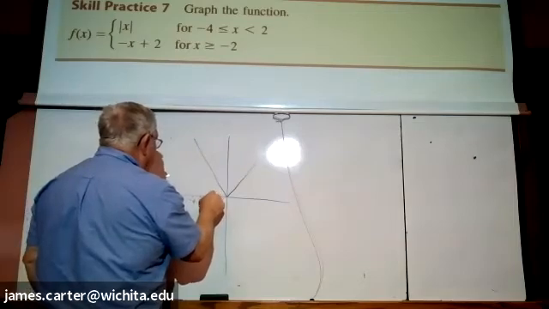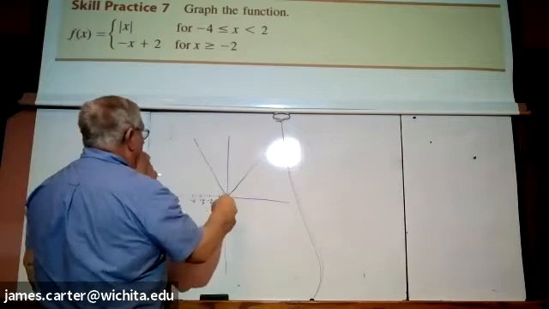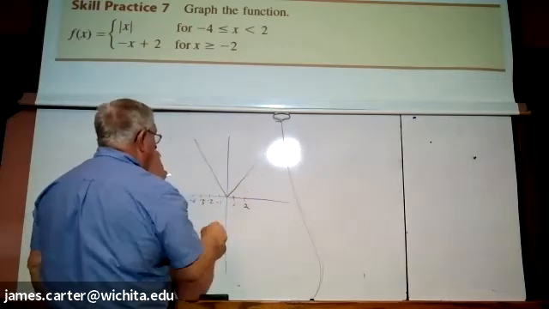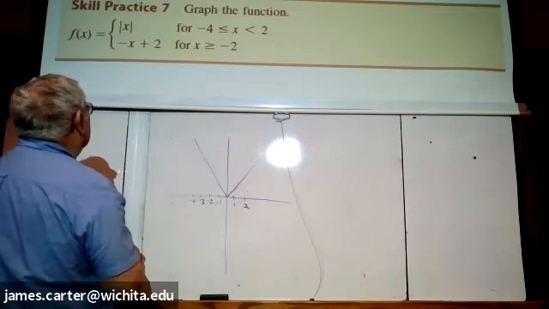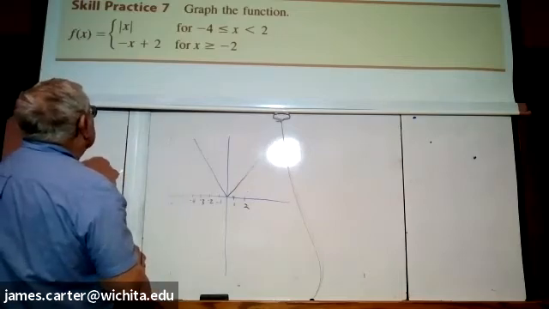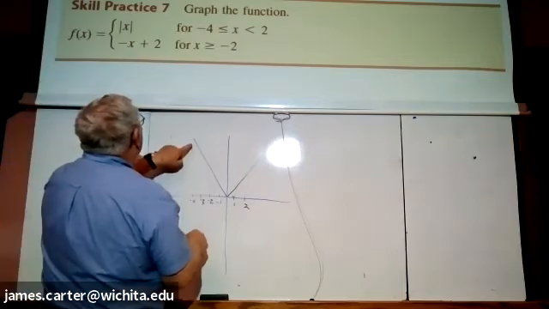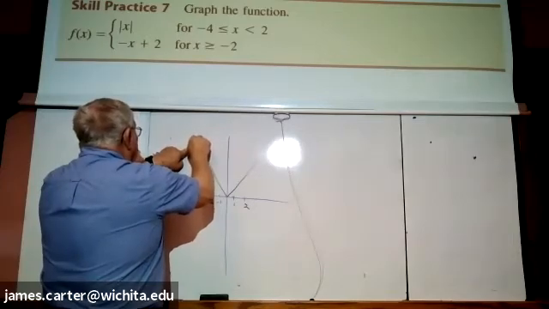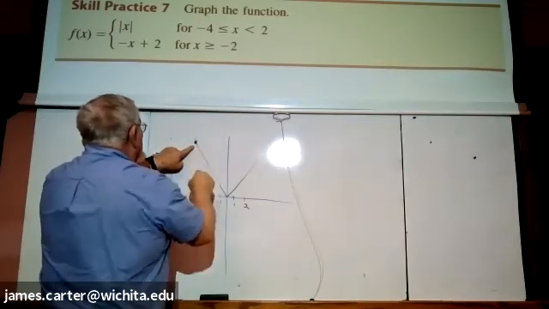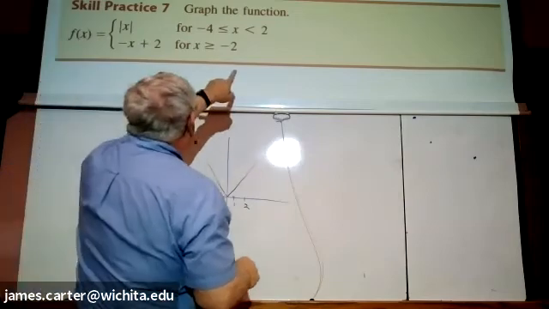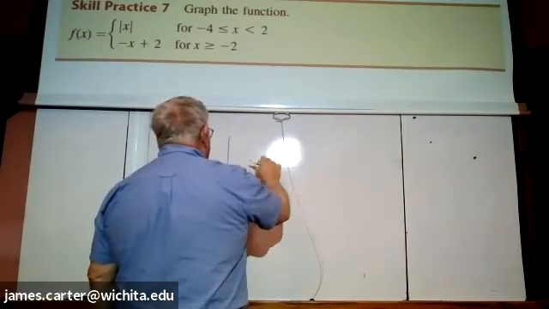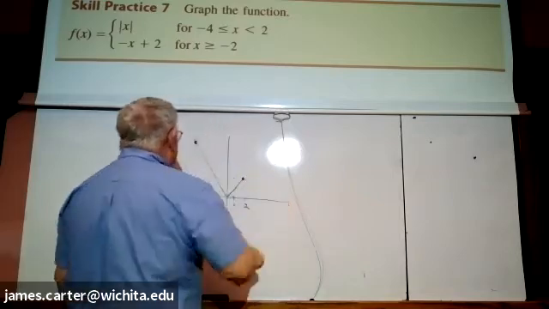Okay, if this is -4 out here, -3, -2, -1, +1, +2. Okay, so if x is less than or equal to -4, then this point would be included. And if x is +2, then this piece would be included. So that graph would look like that.